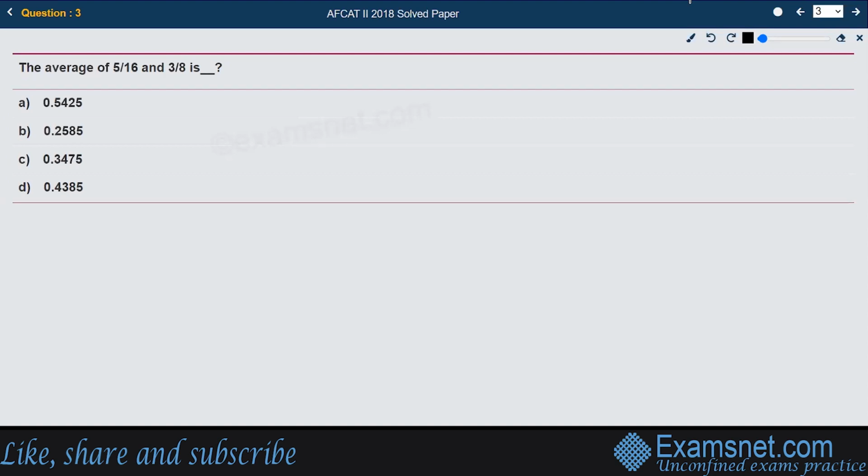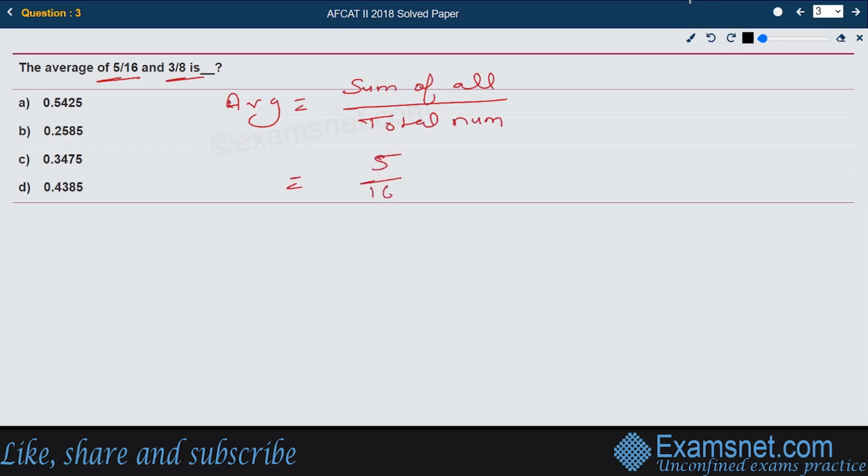Then the next question says average of 5 by 16 and 3 by 8 is. We know what an average is. Simply the average formula is sum of all divided by total number, that is how many total number of things or persons or anything is involved. So if we do this, sum of all, we need to add two numbers here, 5 by 16 plus 3 by 8. And we have to divide it by 2 because the total number is 2.